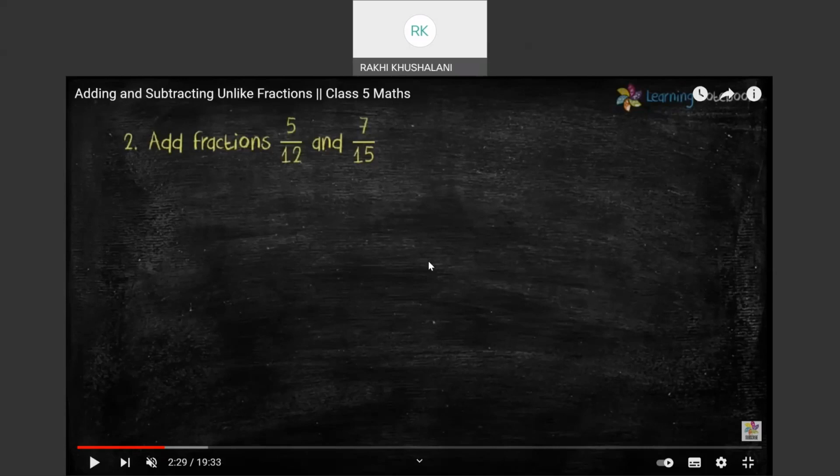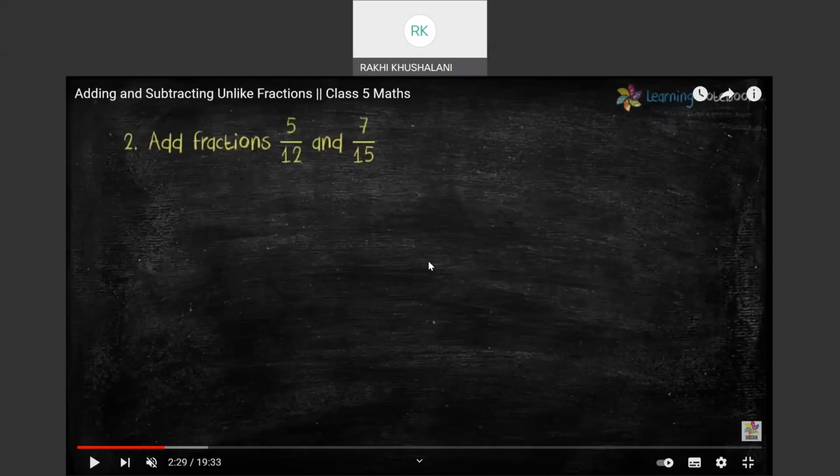Children, what is the meaning of common multiple? 6 into 2 is equal to 12. 3 into 4 is equal to 12. 12 into 1 is equal to 12. Okay, so if I have 6 and I multiply that by 2, I get 12. If I have 4, I multiply it by 3, so I get 12.